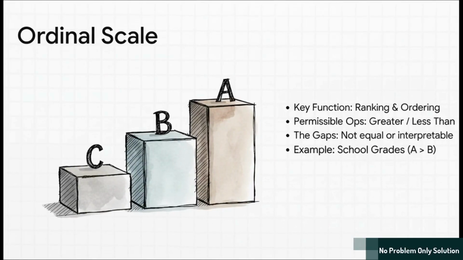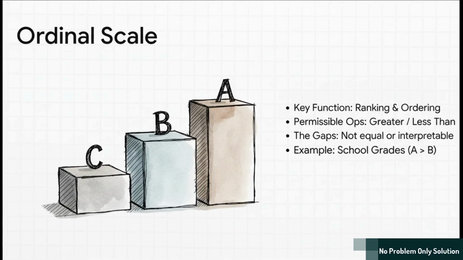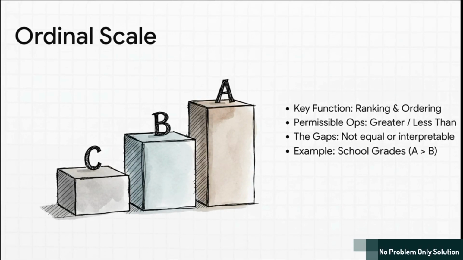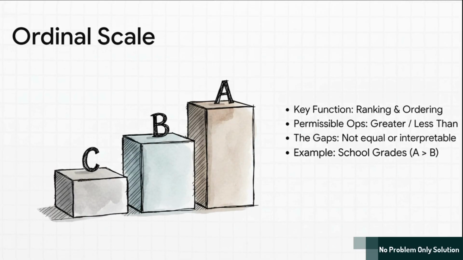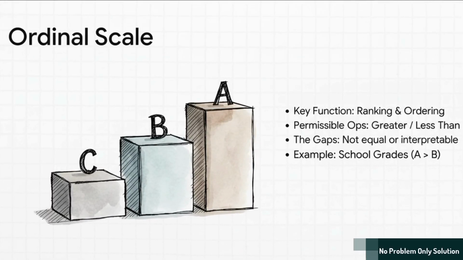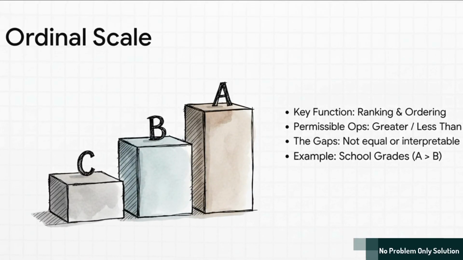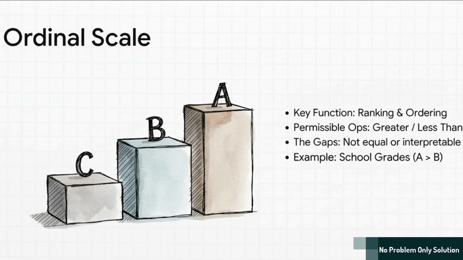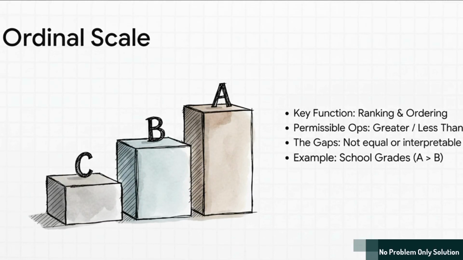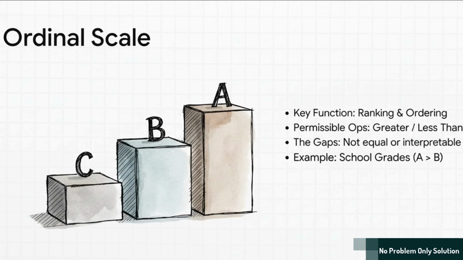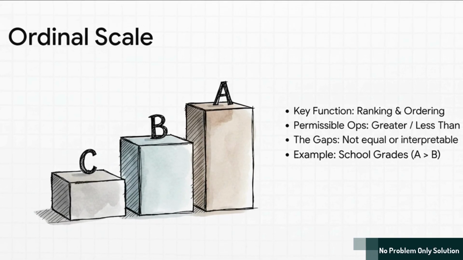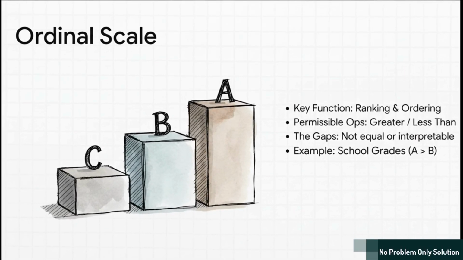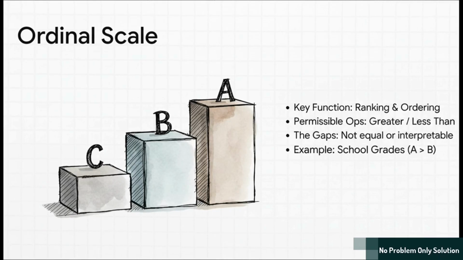So here's the absolute key point. We know the order, but we have no idea what the distance is between the ranks. Think about your grades in school. We all know an A is better than a B, right? But is the performance gap between an A and a B student exactly the same as the gap between a B and a C student? Probably not. We can't be sure. And since those gaps aren't equal, we can't add or subtract them.